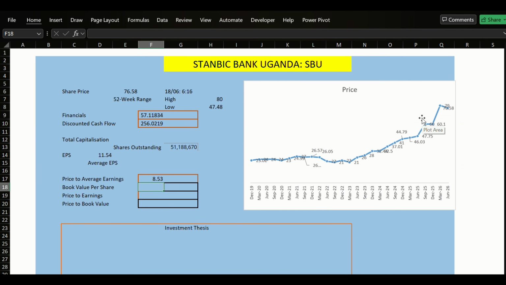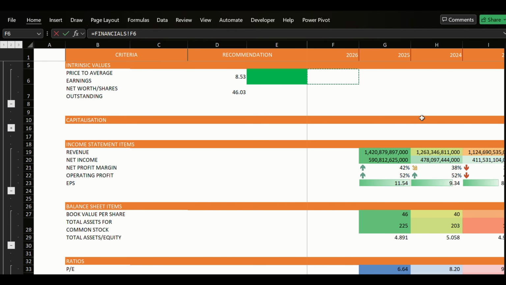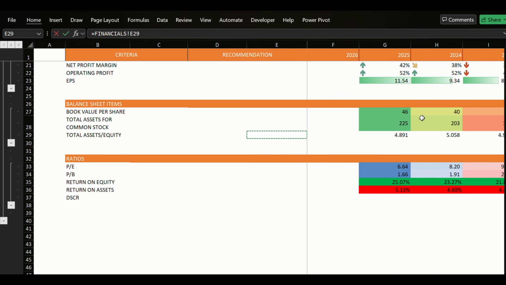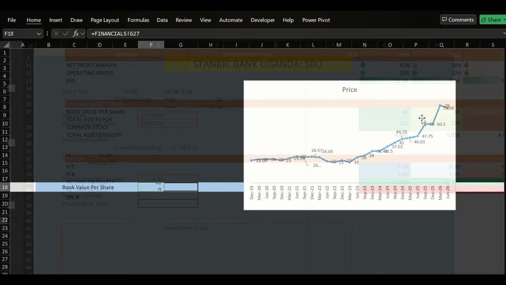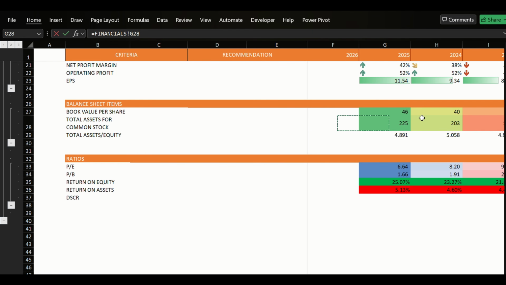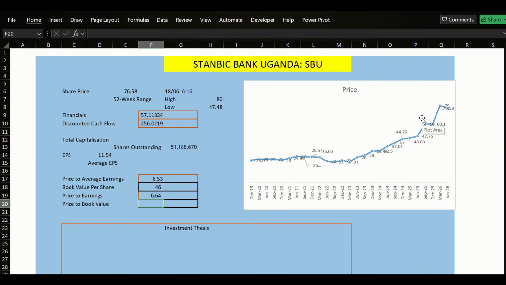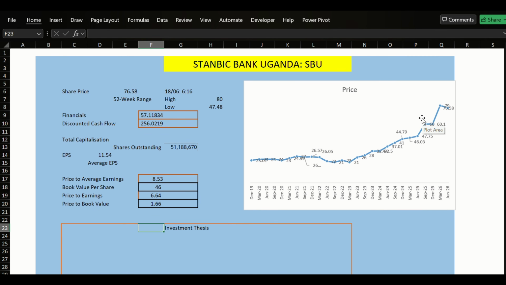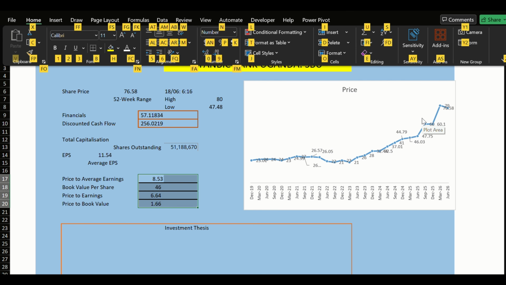Value per share, 6 price to earnings, 6.64 price to book value. That's 1.6 times book value. It doesn't matter since it's a bank, but something to watch out for. Then let me center this.